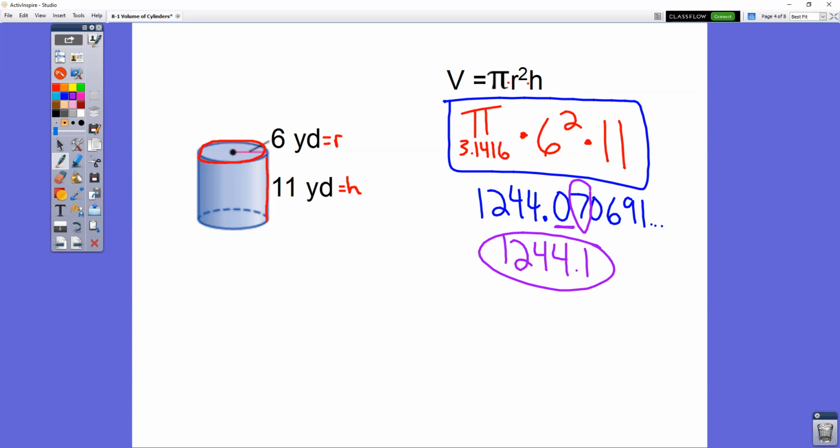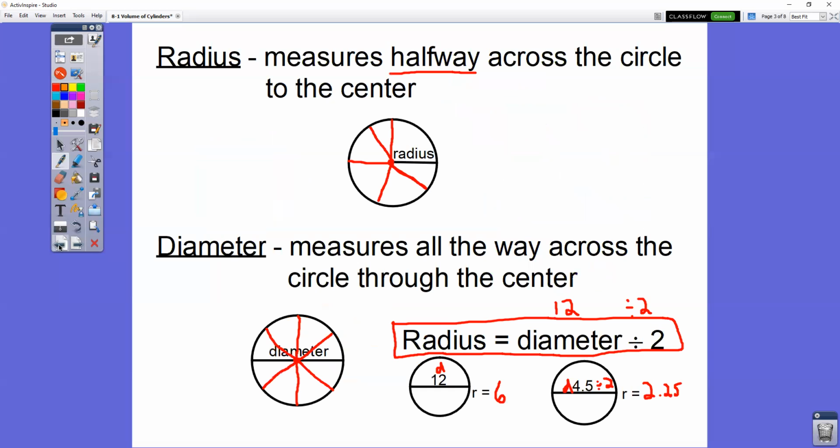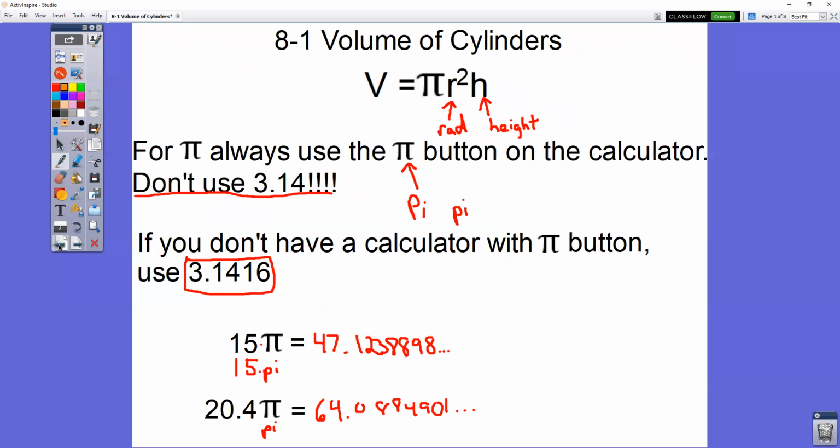Now, half of your questions today, you will have to leave it in terms of pi. If we are going to leave our answer in terms of pi, what you're going to do is type in everything except for the pi symbol. Leaving an answer in terms of pi means that you're going to get answers that look like this. You're going to get 15 pi.